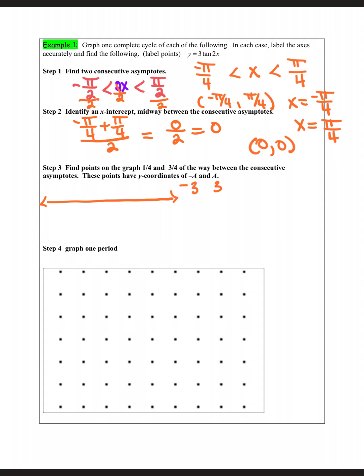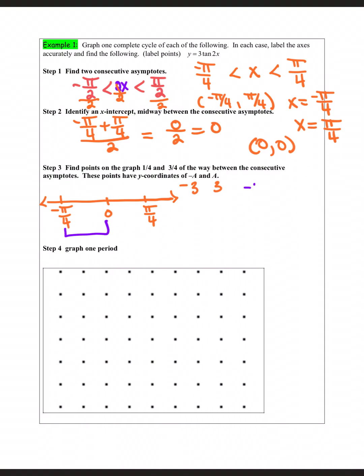And we have negative pi over 4, we have our 0, and then we have our pi over 4. So remember, 0 is in between those. So what we're going to do now is find a point in between negative pi over 4 and 0.